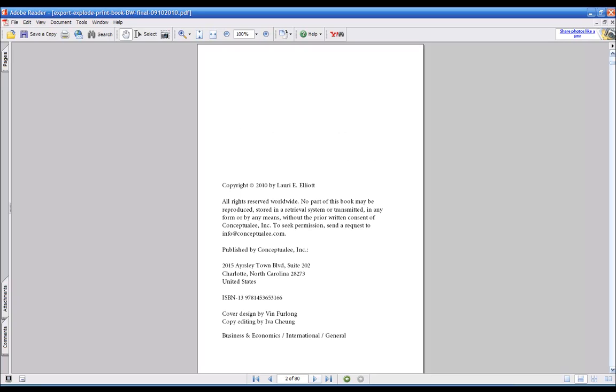Then you are going to have the copyright page, which essentially says who holds the copyright and the copyright rules, how people can engage with the material. And you'll indicate who it's published by, including the ISBN number. One of the nice things is here you can give credit to the people who helped you with the book, like the person who designed the cover and the person who did the copy editing, which I did also. And then the other thing that you want to include are the book categories. In my case, this is business and economics, international, and then general.